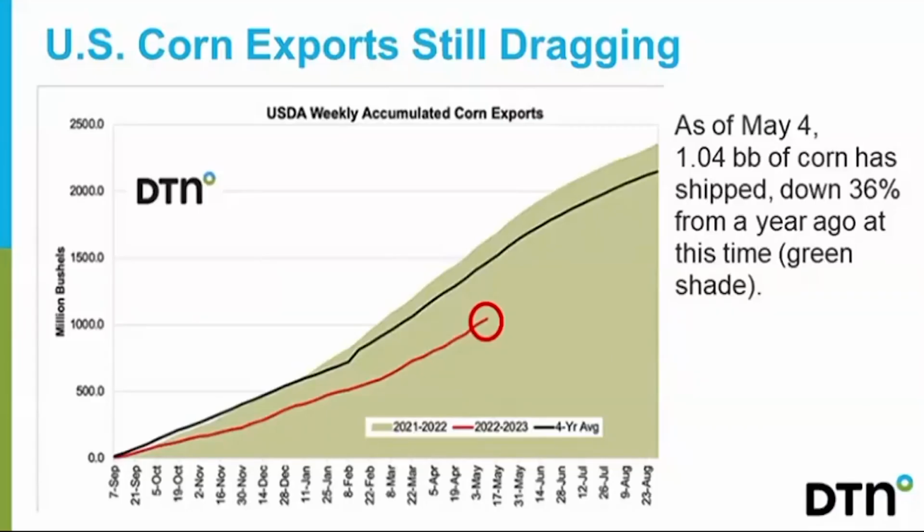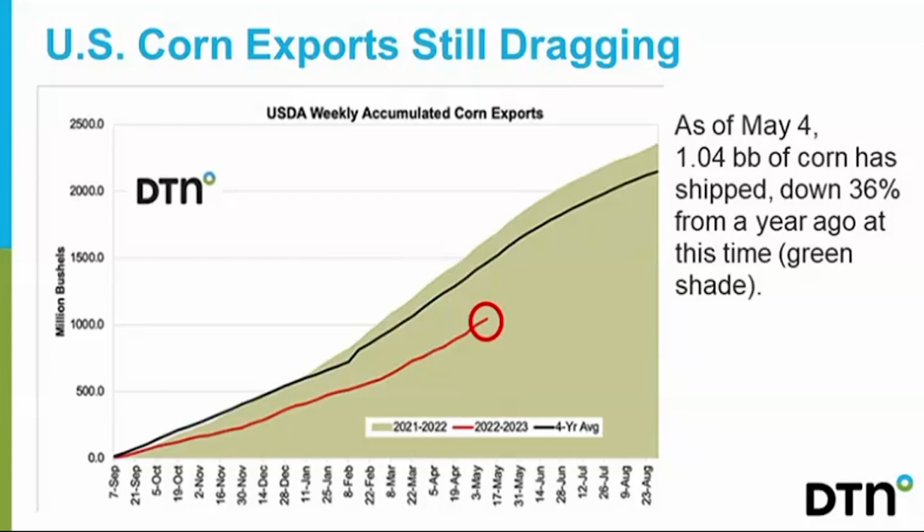All right, let's look at some of the market clues just to see how that compares to what USDA is saying today. Well, I mentioned the cut in the export estimate for old crop corn was no surprise. And sure enough, this graphic, the red line, shows where we're at as of May 4th, which is the most recent report we have for corn. We're down 36% from a year ago, and a year ago is represented by the green shaded area. The black line is the 4-year average. So we're below both of those comparisons by quite a bit.